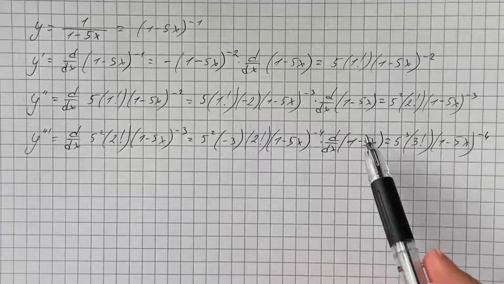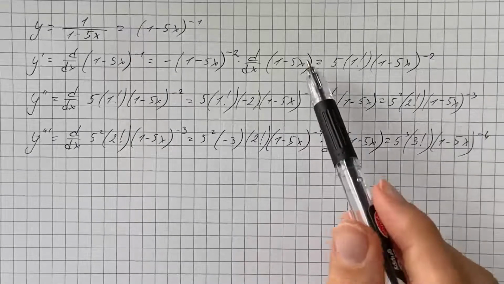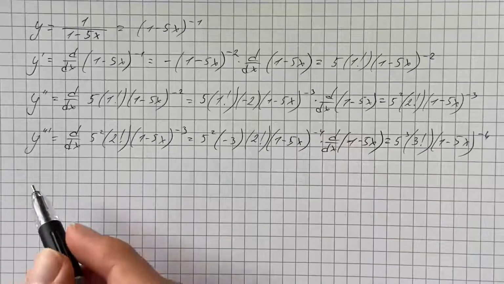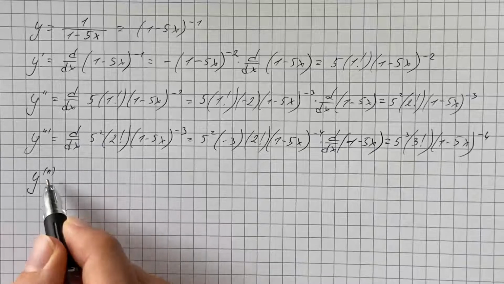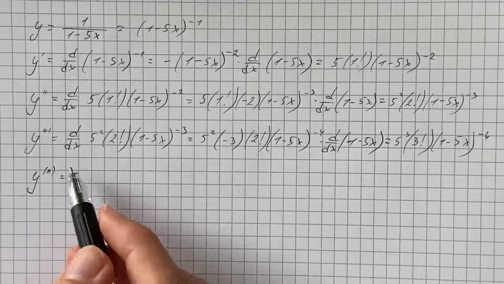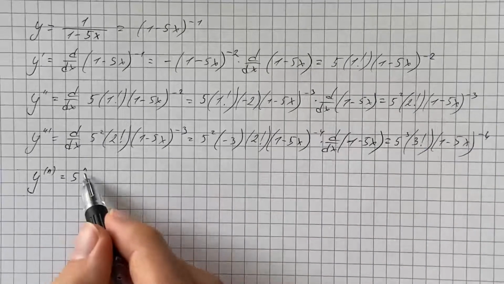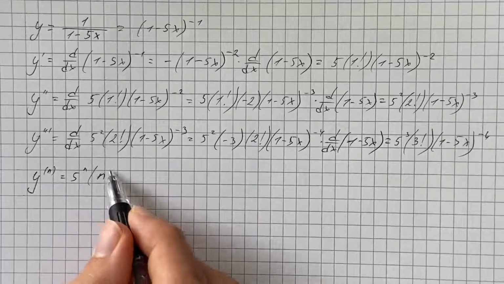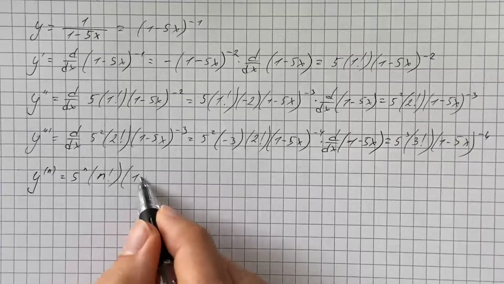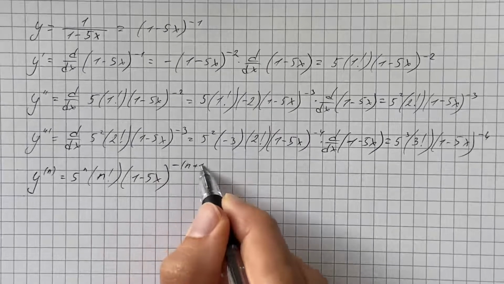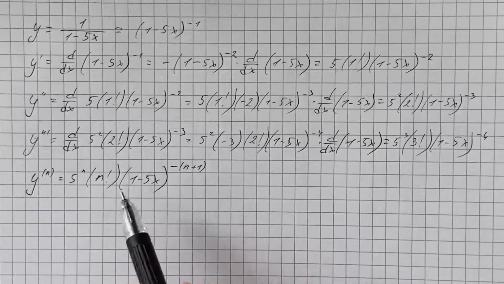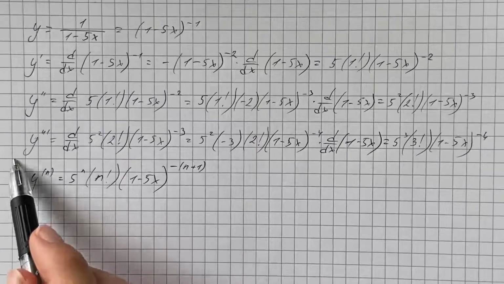So in general we can see the pattern in all derivatives, and therefore the nth derivative of the given function equals 5 to the power of n times factorial of n times (1 minus 5x) to the power of negative (n plus 1). So that's our answer.